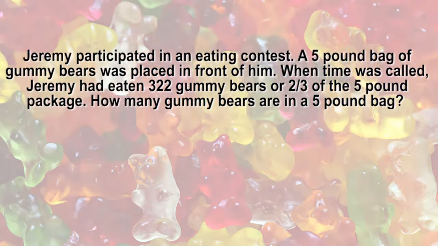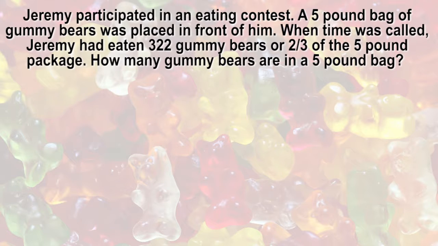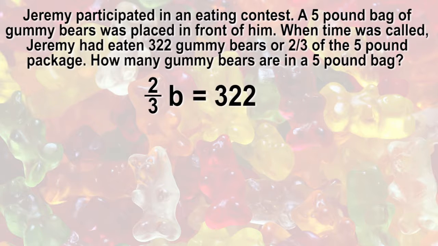We first need to ask ourselves, what is the total number of gummy bears in a 5-pound bag? That is the unknown quantity. What other information is known? We know that 322 is 2/3 of the total. We can write an equation where B represents the bag of bears. 2/3 times B equals 322.